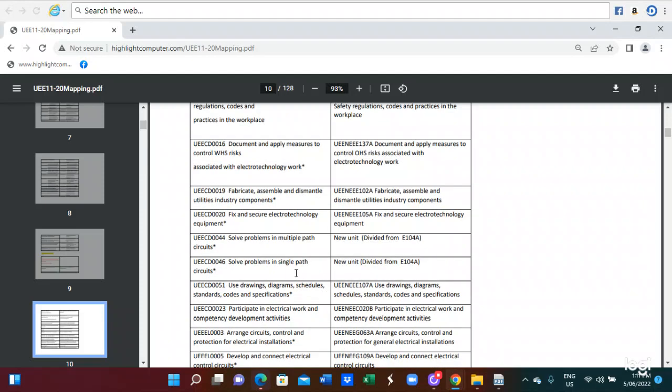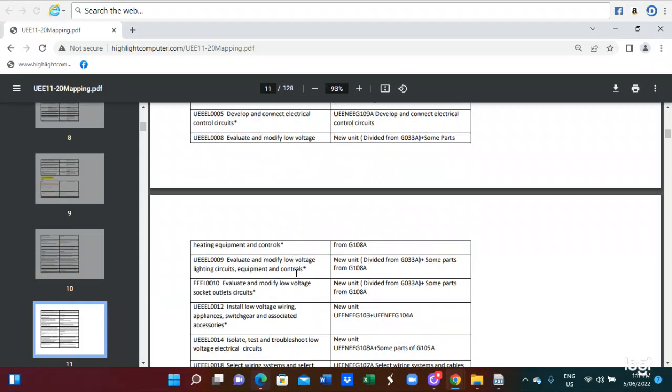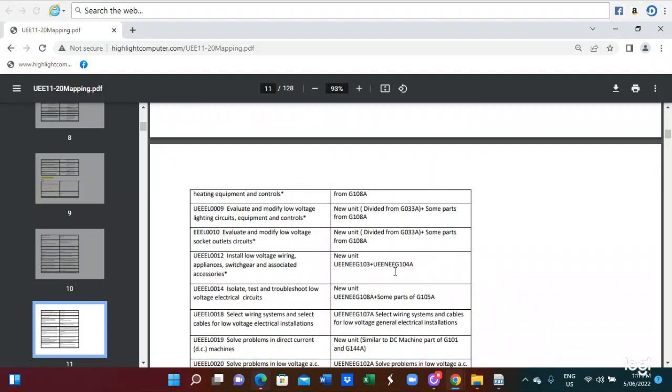So G103 can be mapped to UEEL0012. This is the mapping unit: G103 and G104 map to UEEL0012. Therefore, for the UE30820, by studying G103 and G104, you can get this unit, UEEL0012. So this is the way to do the mapping.